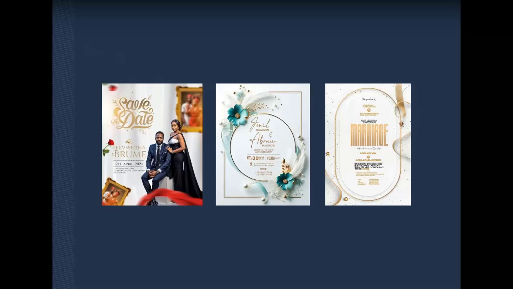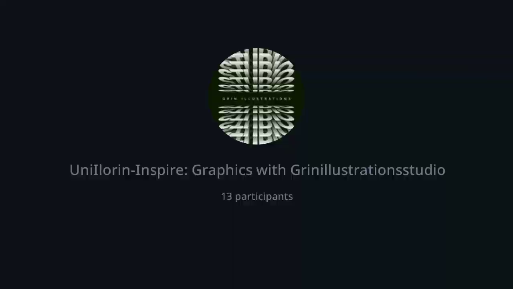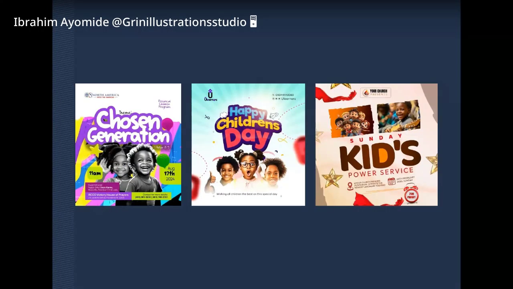I'll take you to another place again. This is a children's anniversary, children's engagement kind of flyer. Note, the target audience for these designs is not the children themselves. Maybe these are their parents, their uncles, their aunties who are going to see this and then celebrate the children, basically.